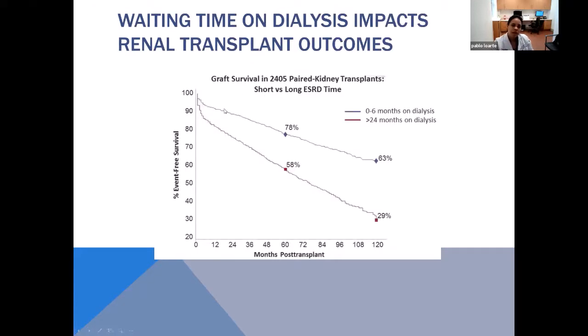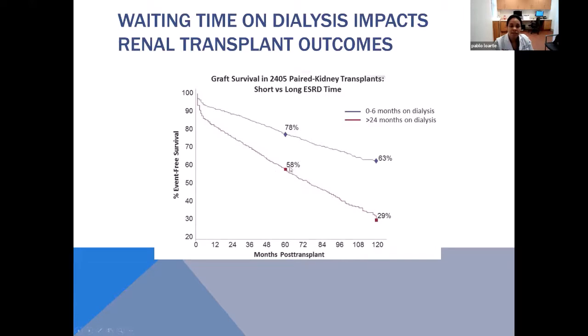And this is the reason why you want the patients to get transplanted as soon as possible. Patients who get transplanted preemptively or who do not spend much time on dialysis survive longer, and the graft also survives longer. So this study compared people who were on dialysis for less than 6 months to those who were on dialysis for greater than 24 months, and they looked at the graft survival. Those who were on dialysis longer had a significantly lower graft survival.